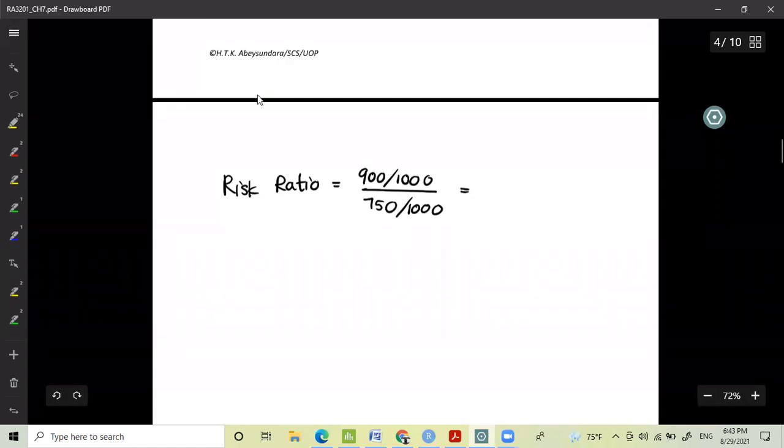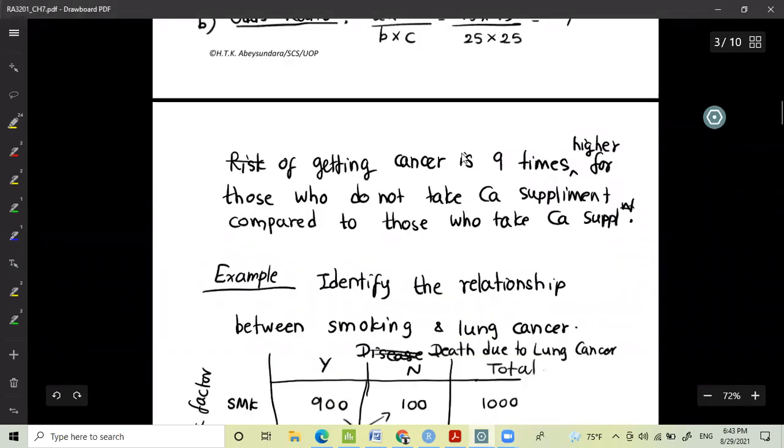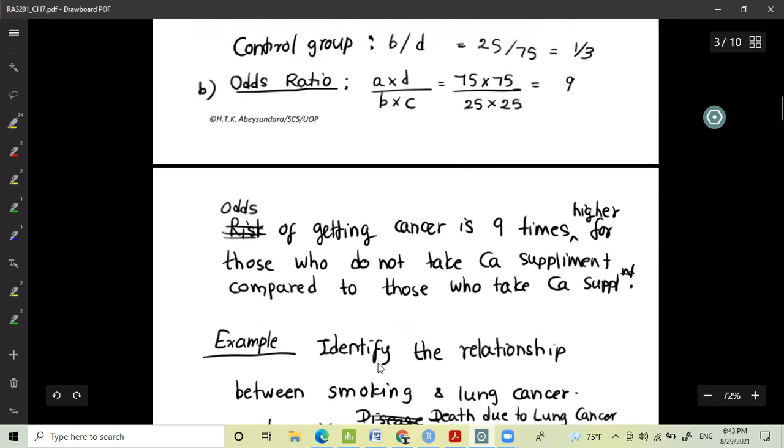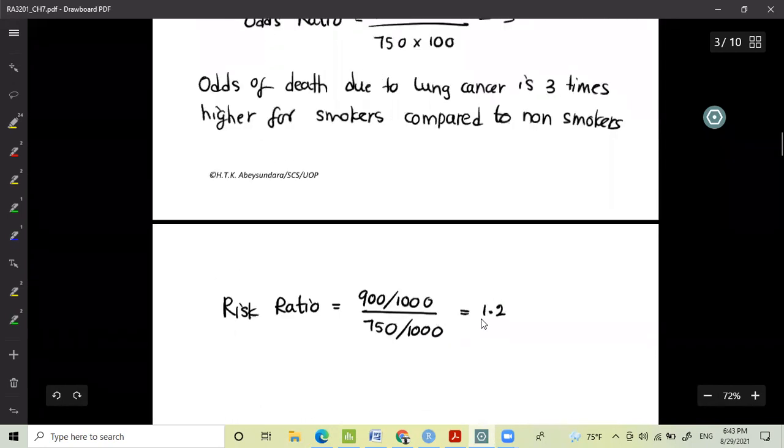Okay, so it is 1.2, right? It is 1.2. So may I go back to the previous explanation and make this odds of getting cancer, otherwise you will confuse it. Rather than taking risks, because with the risk ratio we are going to use the word risk, otherwise you will get confused. Now how do you explain this 1.2?